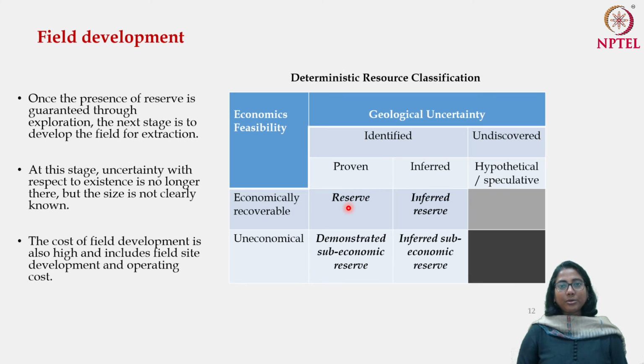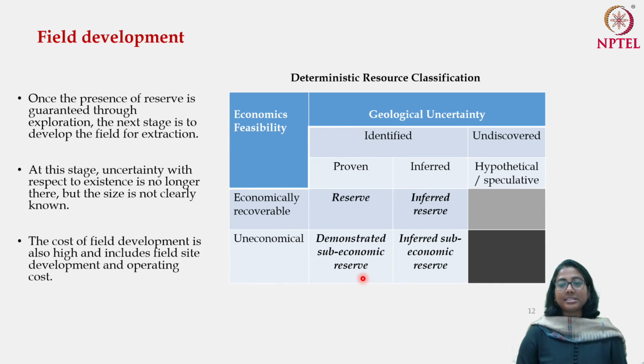So if a particular stock of non-renewable fossil fuel is proven to be there, and it is also possible to recover it economically, then it is called a reserve. So when we use the term reserve, it usually has two characteristics. One, you have a proven reserve, and the second is it's economically viable to recover that reserve. However, there can be other economically viable recoverable reserve which is inferred, and that is called the inferred reserve.